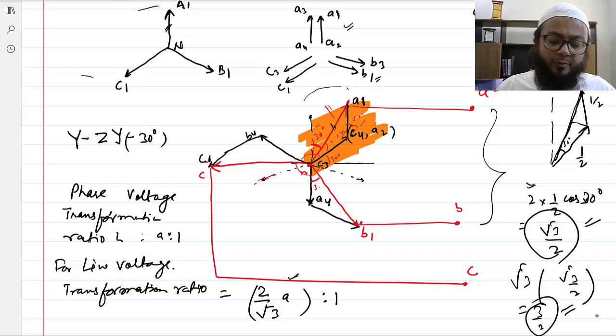The same combination for plus 30 degree is also possible, and for delta as well, which I am not going to take here. But even that can be drawn easily. With simple logic, you can easily draw those combinations as well.